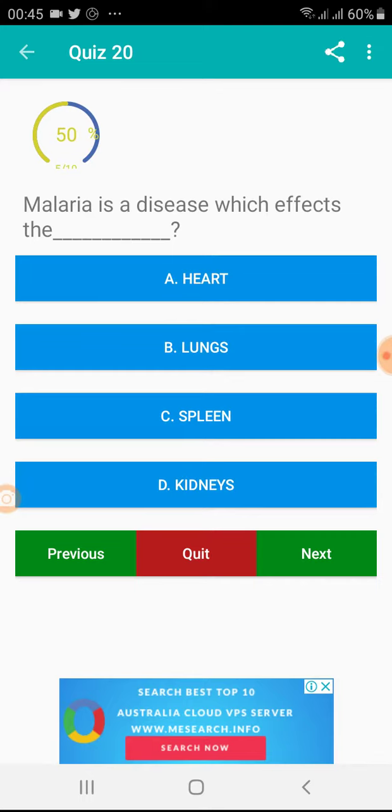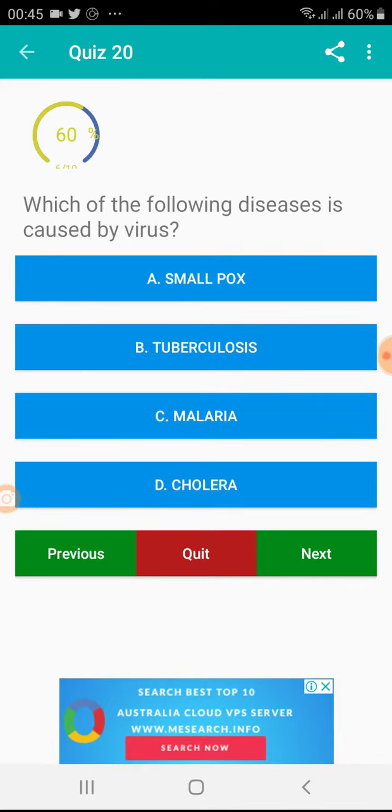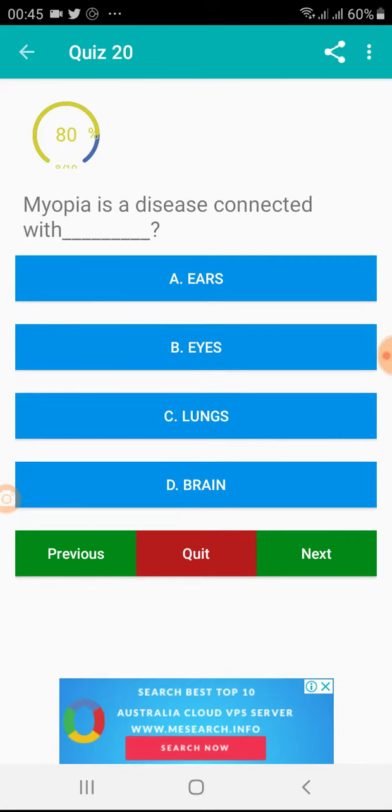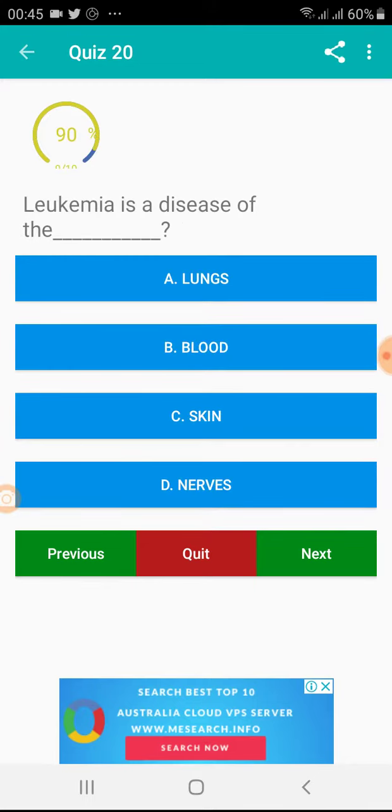Malaria is a disease which affects the spleen. Correct. Which of the following diseases is caused by virus? Smallpox. Correct. Medulla oblongata is a part of the human brain. Correct. Myopia is a disease connected with eyes. Correct. Leukemia is a disease of the blood. Correct.